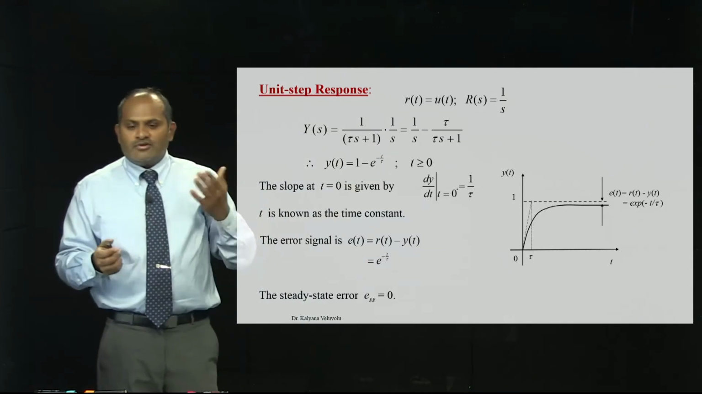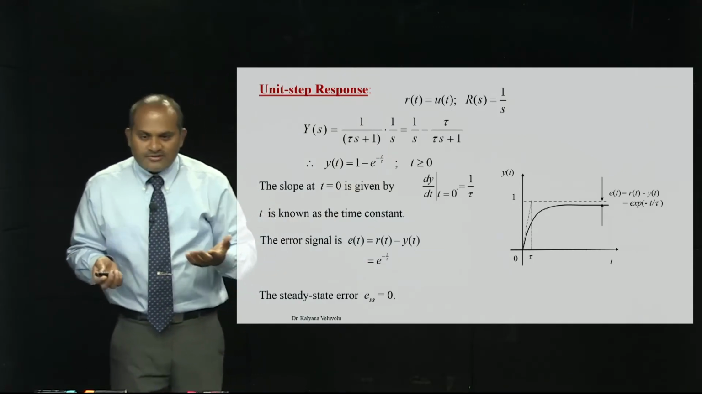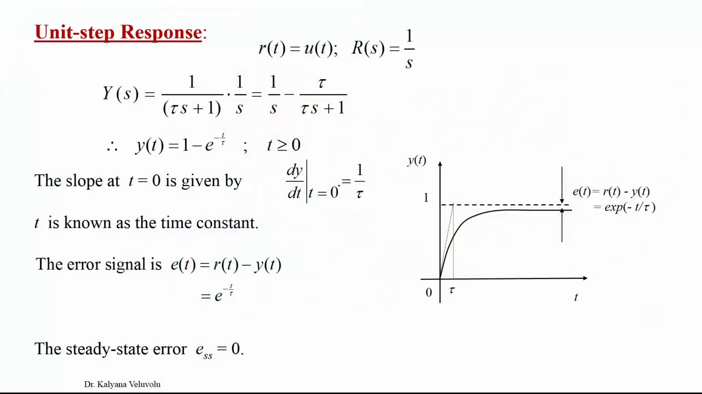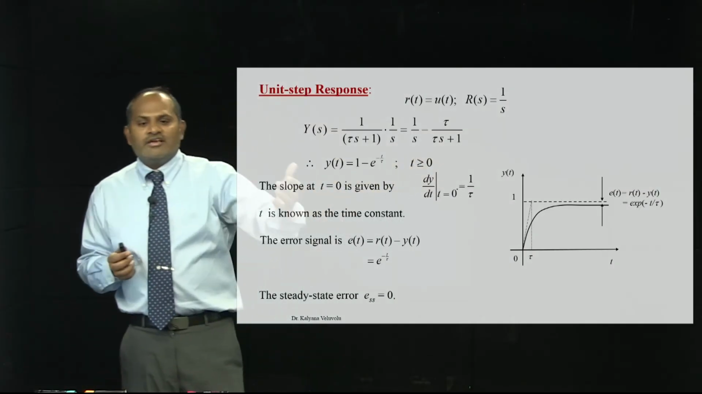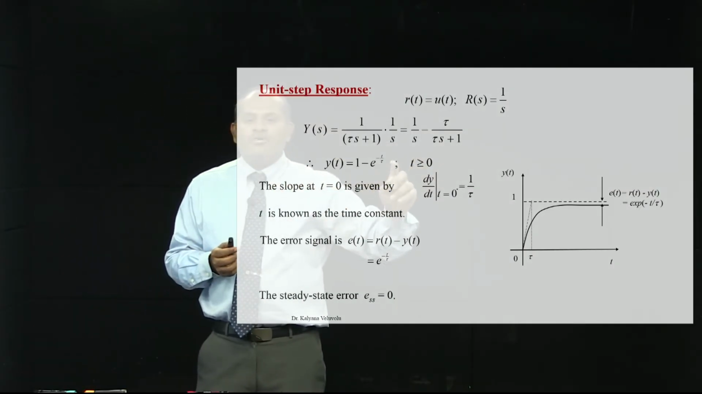For this one we have to use the inverse Laplace transform. So I break it into partial fractions and then apply the inverse Laplace transform. The inverse Laplace transform of 1 by s is 1, and of 1 by (s plus 1 by tau) we get e power minus t by tau. Using that, the output is 1 minus e power minus t by tau.